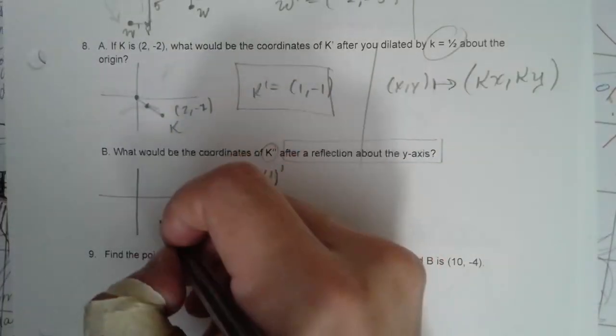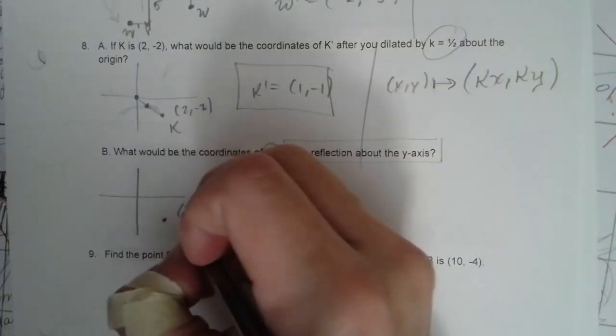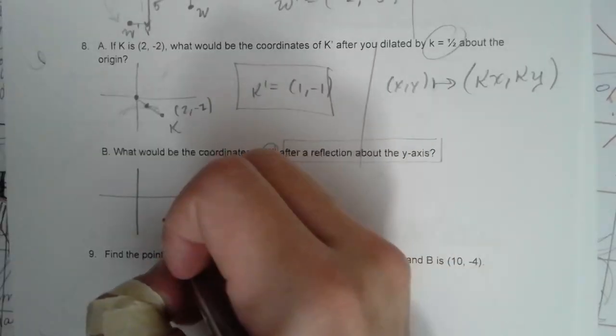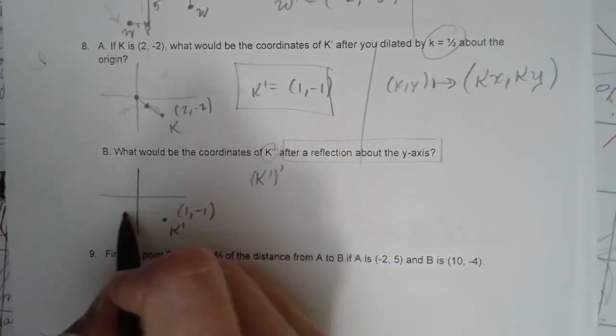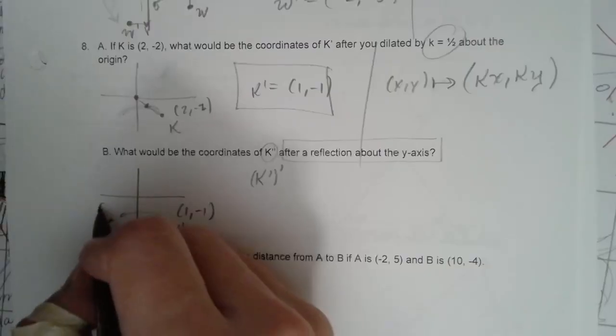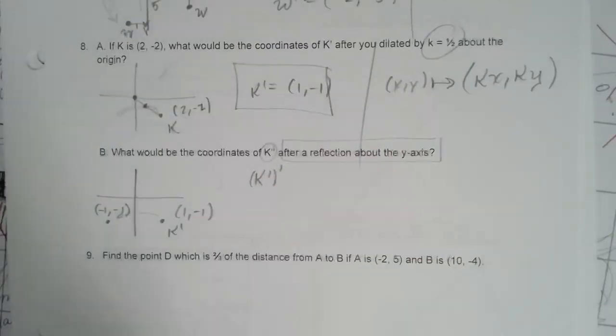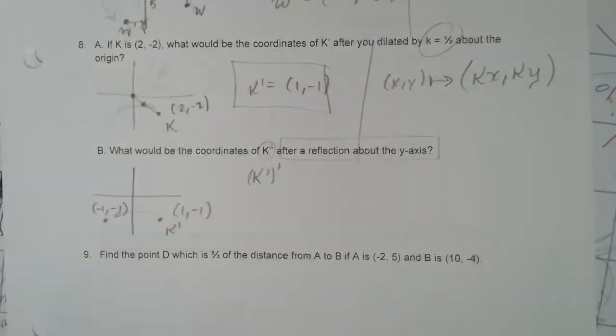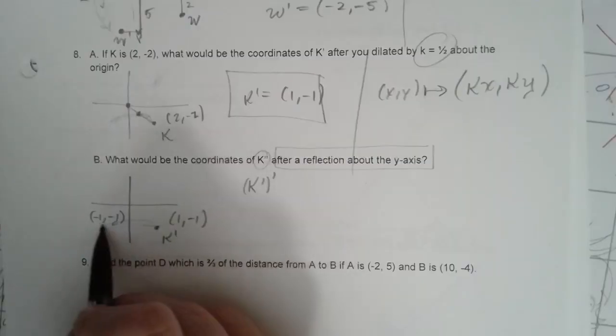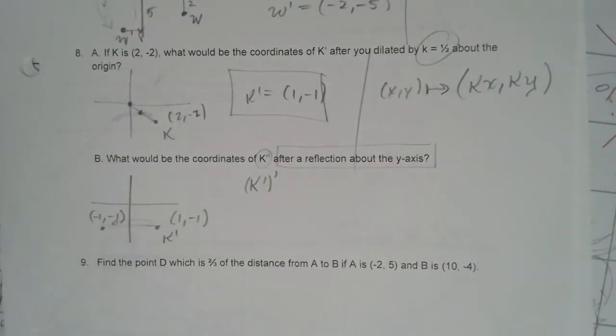So I'm going to redraw this just to have it clearly. Here's my new point, 1, negative 1. That's k prime. And it's going to flip over the y-axis over here. So this new point is negative 1, negative 1. So you flip the x values. If you want to go over the y-axis, then the y's stay the same. So you got to flip the x values.